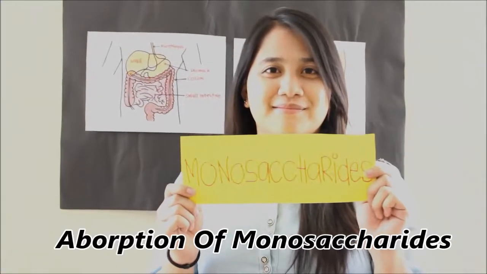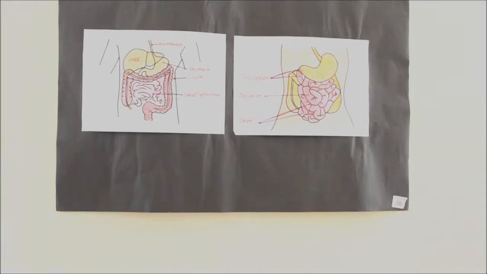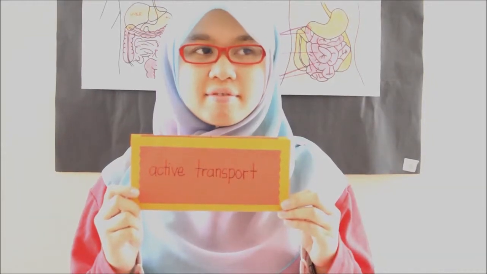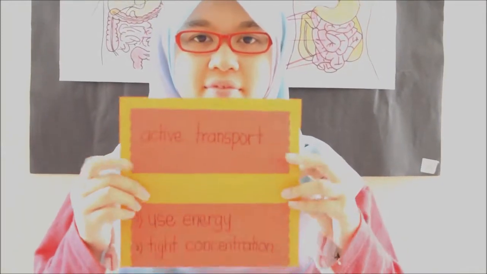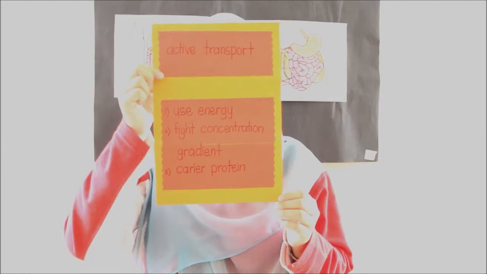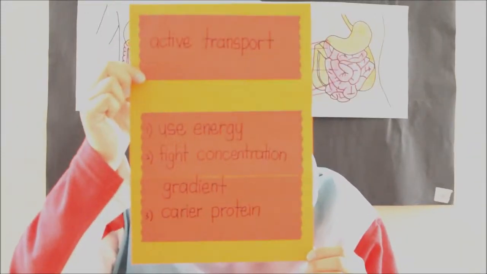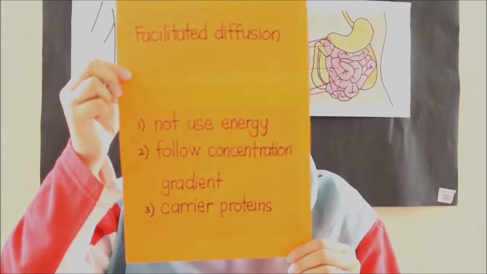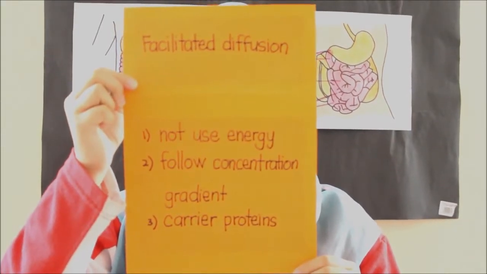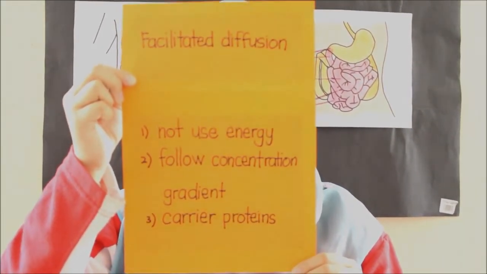Absorption of monosaccharides. Monosaccharides pass from the lumen through the apical membrane via facilitated diffusion or active transport. Active transport uses energy, goes against the concentration gradient, and uses carrier proteins. Facilitated diffusion does not use energy, follows the concentration gradient, and uses carrier proteins.